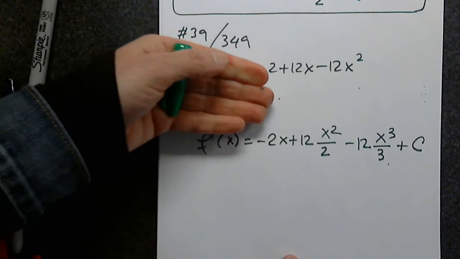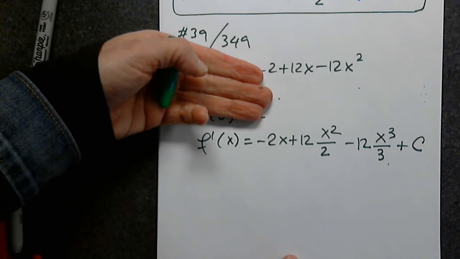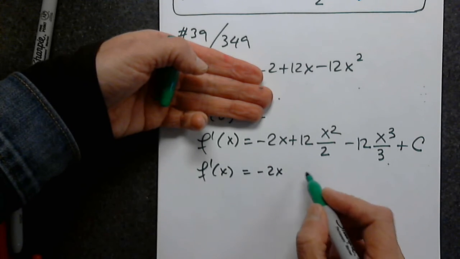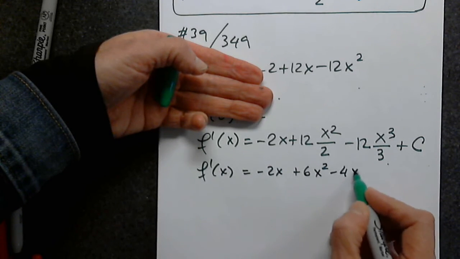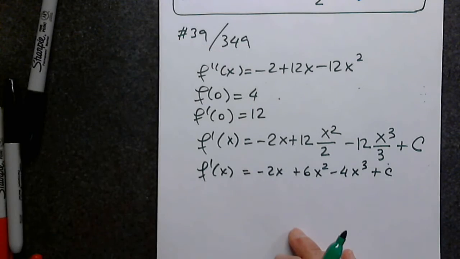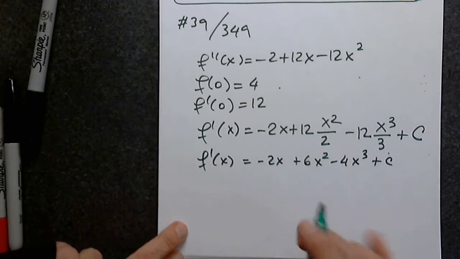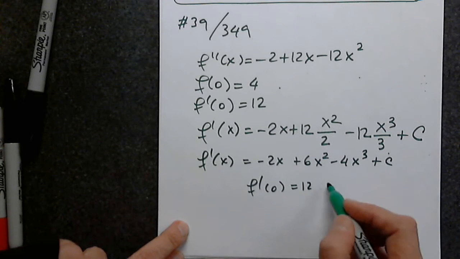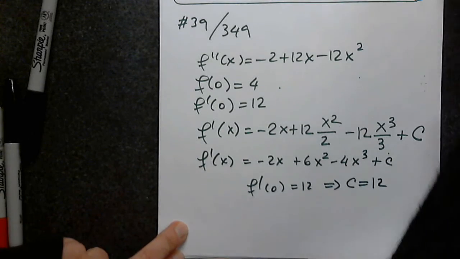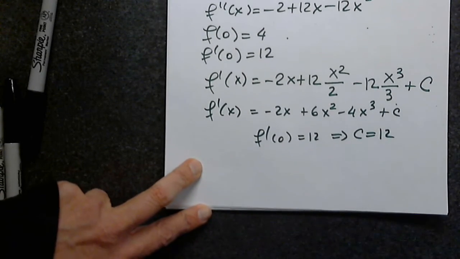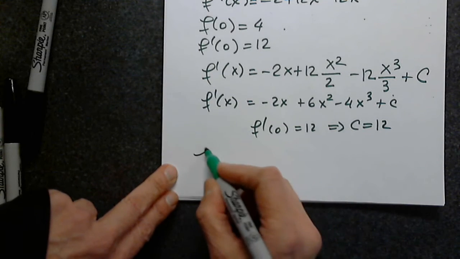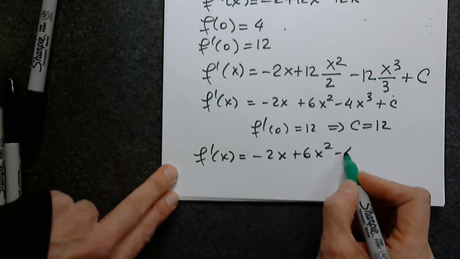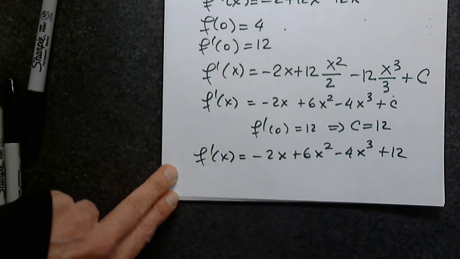Oh, we didn't get there. No. Hold on. Let's clean it up. F prime of x is negative 2x plus 6x squared minus 4x cubed plus c. Yes, and now you're correct. F prime of 0 is 12, so the terms with x are 0. This means that c is 12. So then f prime of x is negative 2x plus 6x squared minus 4x cubed plus 12.